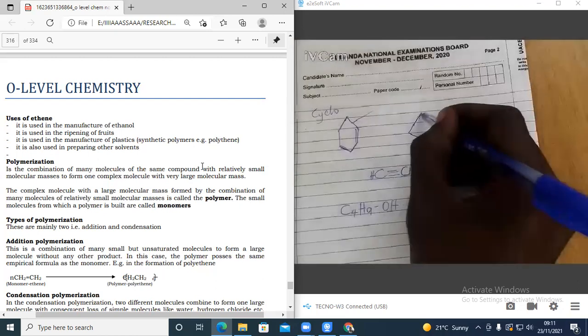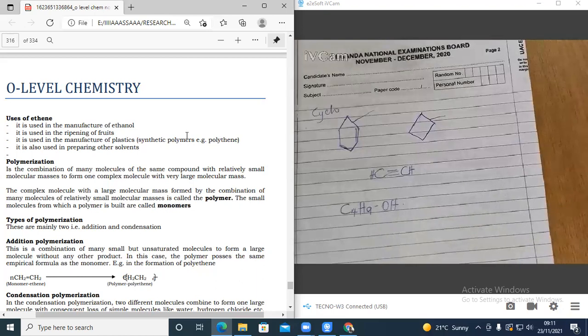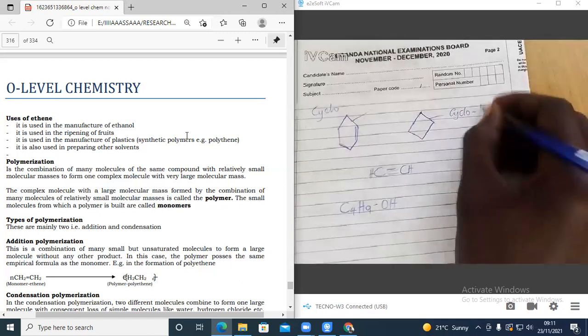The name of this is? It's cyclo, then there is a dash, then butane. Cyclo, then a dash, butane.